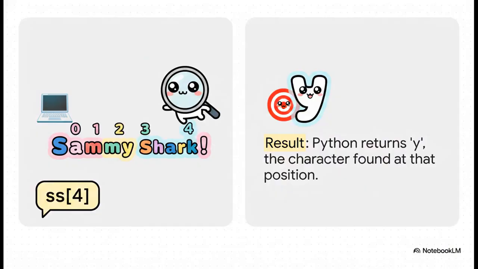So what if we wanted the last letter in Sammy? Easy, we just count from 0. S is 0, A is 1, M is 2, the other M is 3, which means Y is at index 4. And bam! ss[4] gives us exactly what we want, the Y.